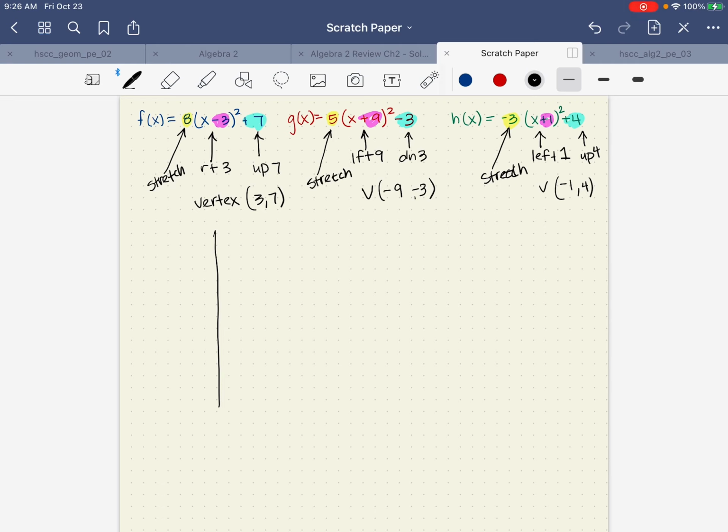Now f of x is (3, 7), so it's going to be over in quadrant 1. So, over 3 up 7, roughly over there. It doesn't matter exactly where it's at right now because we just want to understand how the stretch works. So now our stretch is 8. So what does that get?